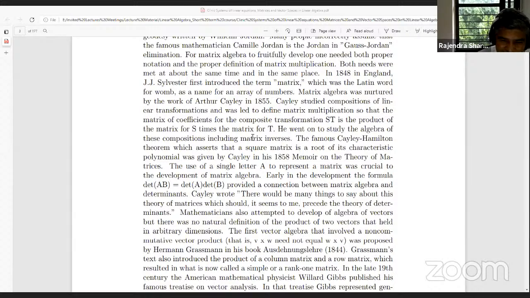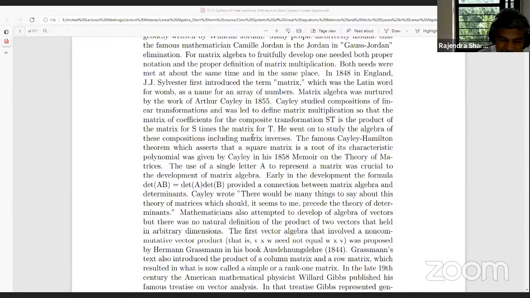Mathematicians also attempted to develop an algebra of vectors, but there was no natural definition of the product of two vectors that can be defined in arbitrary dimensions. The first vector algebra that involved a non-commutative product, which we call the cross product V cross W, where V cross W need not be equal to W cross V, was proposed by Hermann Grassmann in his book in 1844. Grassmann's text also introduced the product of a column matrix and a row matrix, which resulted in what is called a simple or a rank 1 matrix.